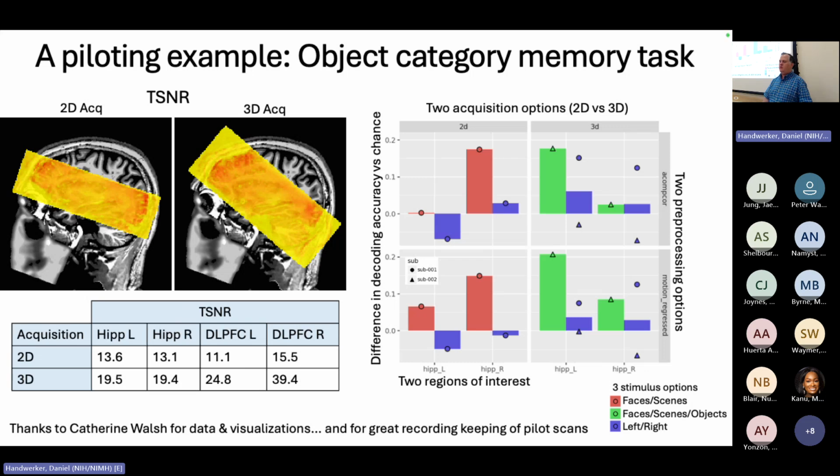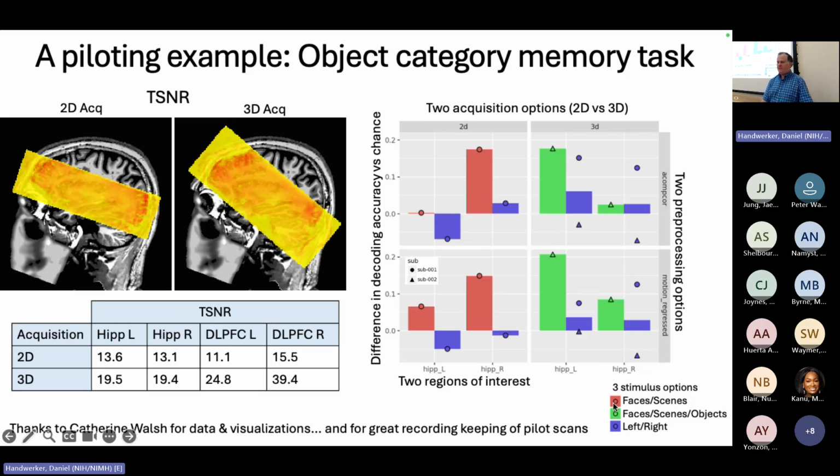Question one was this 2D versus 3D. First I'll say that these figures show decoding accuracy versus chance. So 0 means that decoding accuracy was at chance. Greater than 0 means you're doing better than chance. The first question is the colors, which is what stimuli to use.